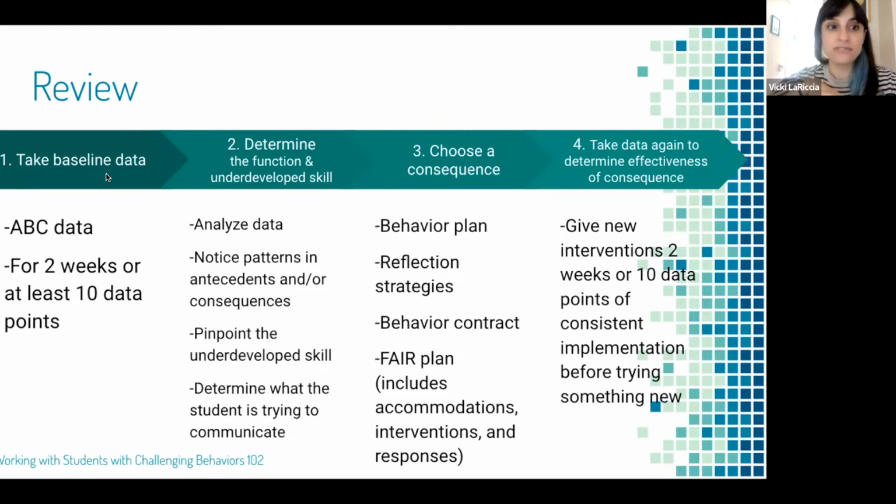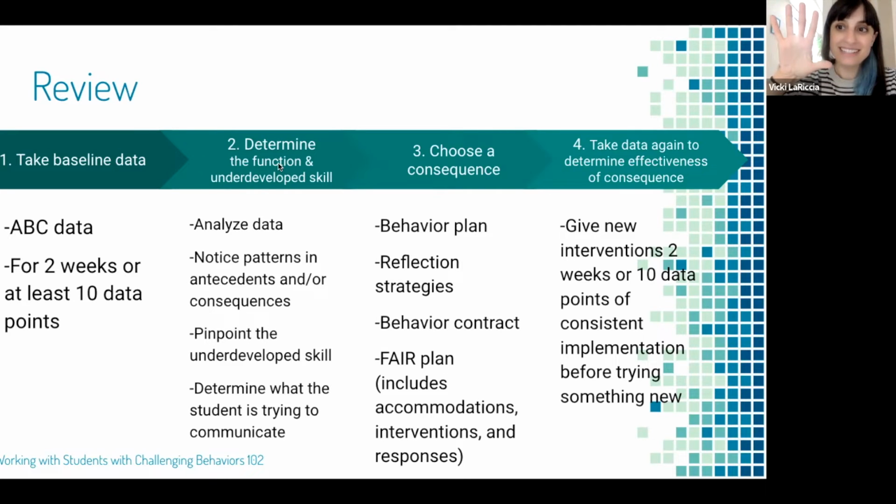Your point of taking this data is to try to eventually determine the function of the behavior. So you're going to take data on the antecedent, which is what happened right before the behavior, which is B, and the consequence, which is what happens right after the behavior. And you're going to try to do that for a couple weeks if you can. And then step 2, once you've got enough data, you analyze it to try to determine the function of the behavior.